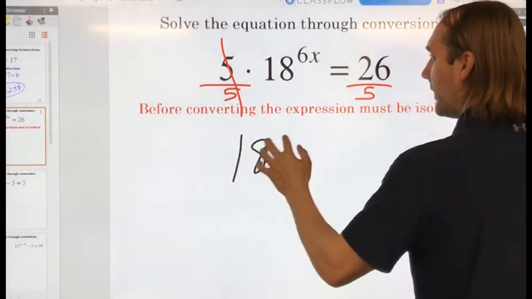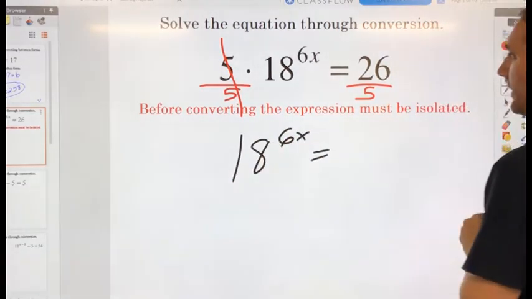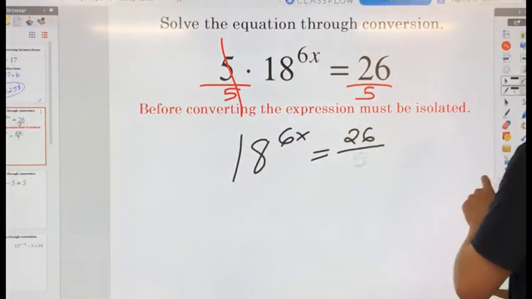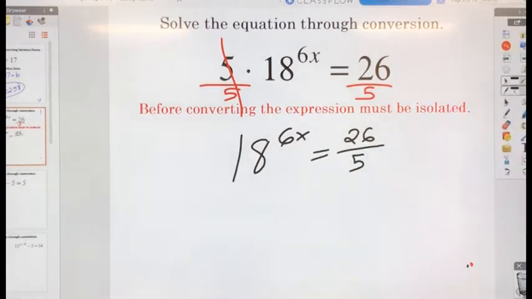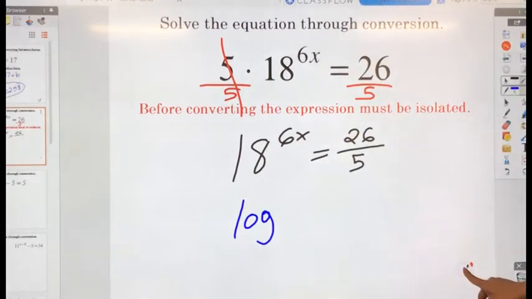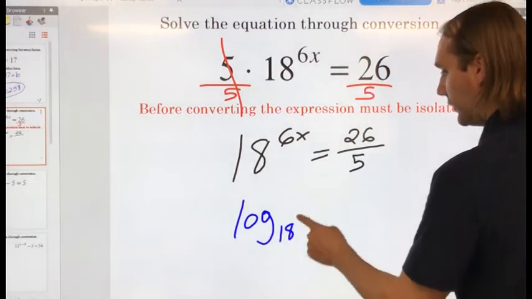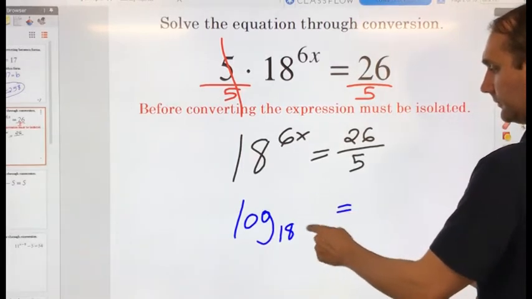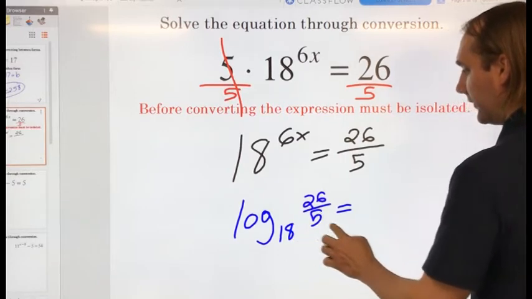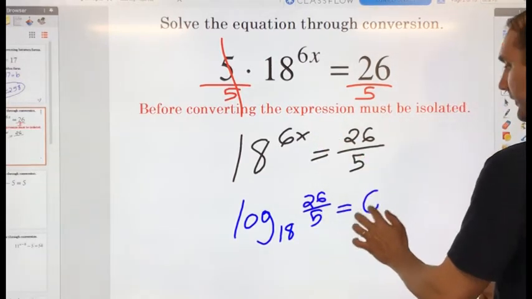So 18 to the power of 6x equals 26 over 5. I might as well just keep this as a fraction. I'll worry about the decimal later. So now I have an exponent by itself that I'm free to turn into a log. And what does it look like as a log expression? Log with a base of 18 of 26 over 5 equals my exponent, which is 6x.